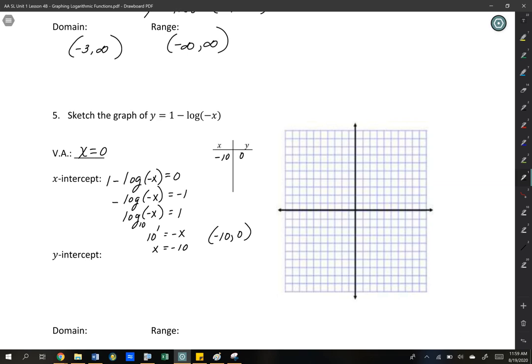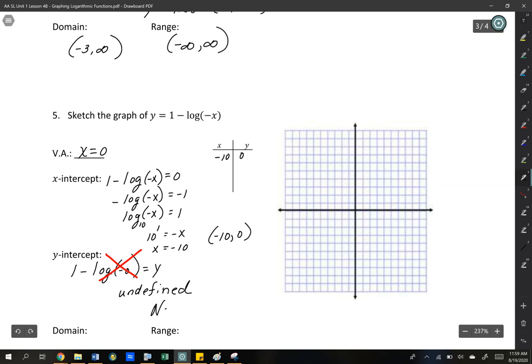We find the y-intercept by setting the value of x equal to 0. Remember, the domain of a log has to be greater than 0, so we have a problem right here. So that makes this undefined. So there is no y-intercept.